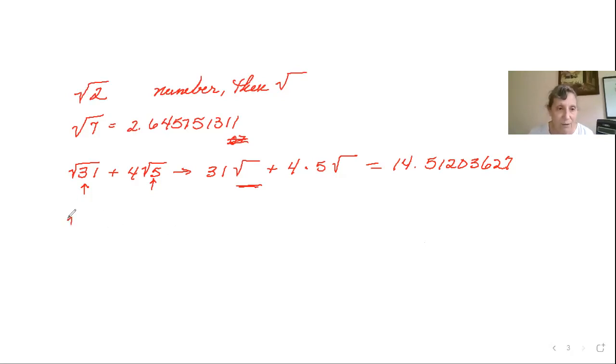So if I want to multiply 2 square roots, let's say I want to multiply the square root of 5 times the square root of 3, I'm going to hit 5 square root, times 3 square root, equals.